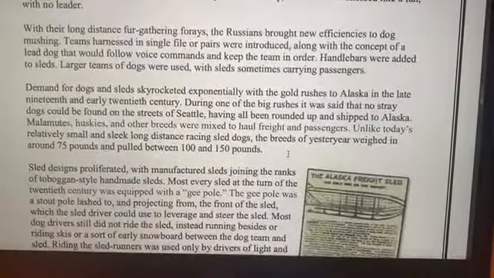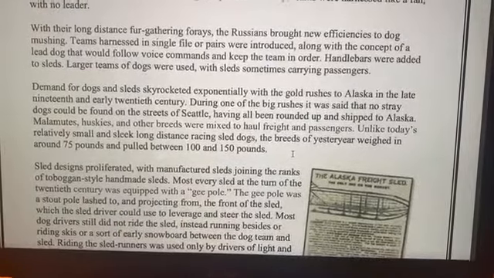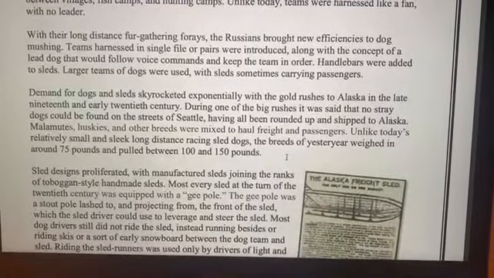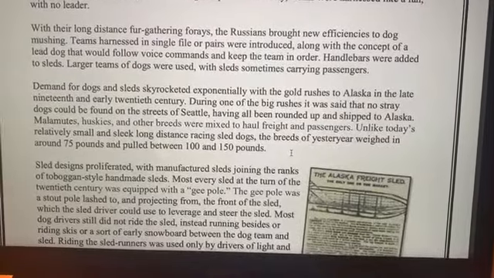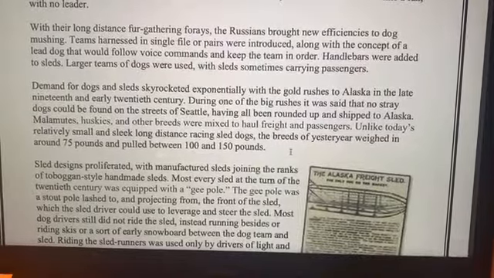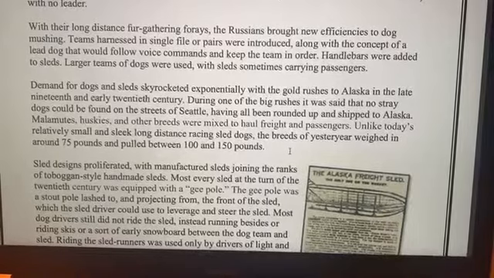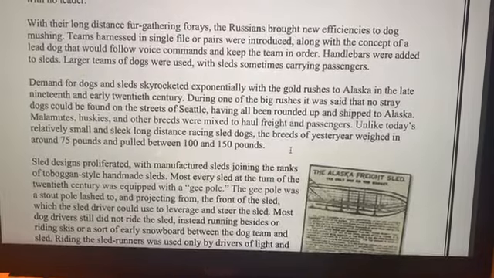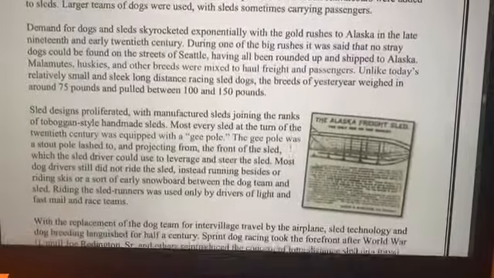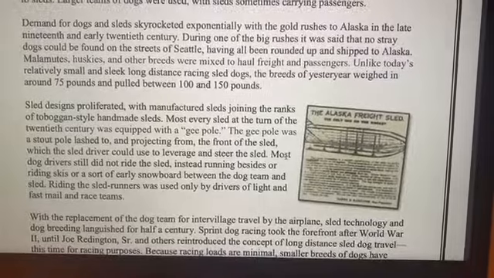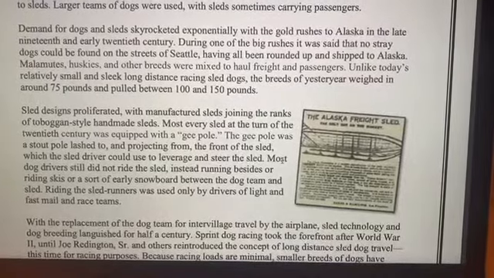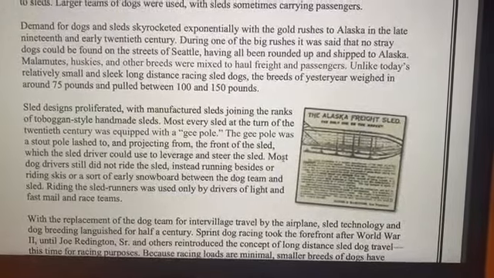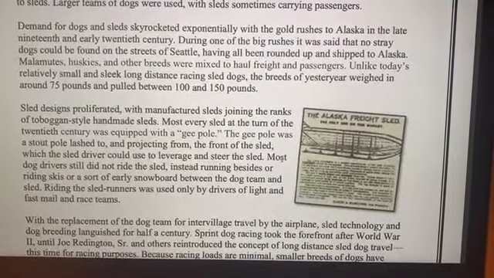With their long-distance fur-gathering forays, the Russians brought new efficiencies to dog mushing. Teams harnessed in single file or pairs were introduced, along with the concept of a lead dog that would follow voice commands and keep the team in order. Handlebars were added to sleds. Larger teams of dogs were used, with sleds sometimes carrying passengers. Demands for dogs and sleds skyrocketed exponentially with the gold rushes to Alaska in the late 19th and early 20th century. During one of the big rushes, it was said that no stray dog could be found on the streets of Seattle.